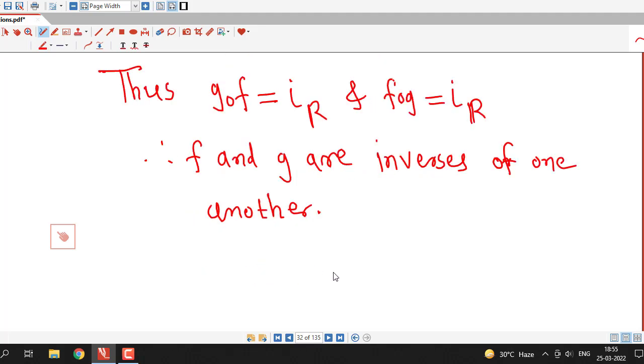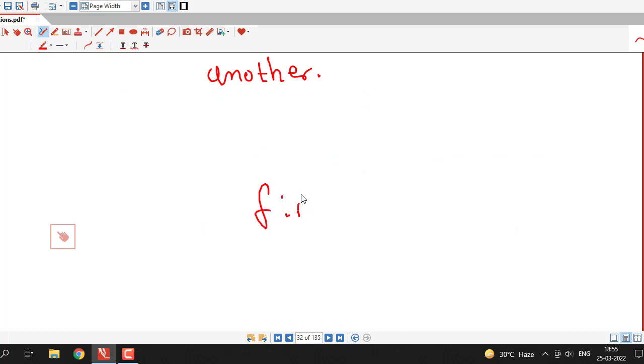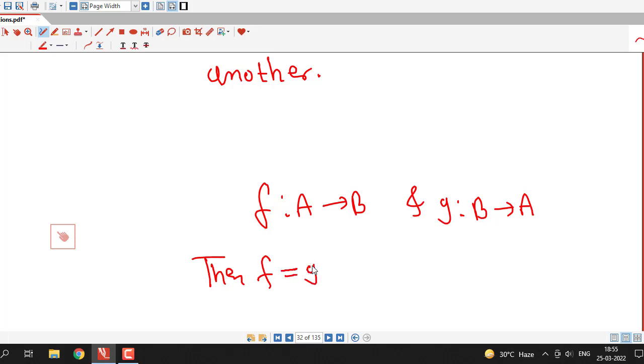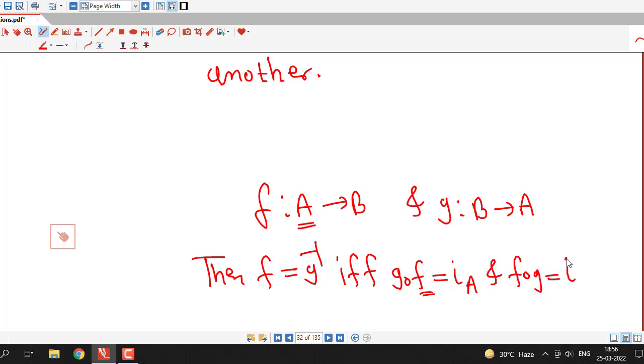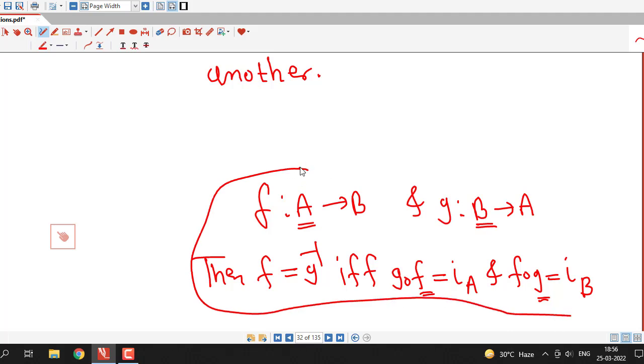So in this way, if we are given two functions, one function f from A to B and another function g from B to A, then f equals g inverse if and only if gof equals the identity function on A, here the domain of f we consider, and fog equals the identity function on the set B, here the domain of g. So this is the condition for invertibility, to check whether two functions are inverses of each other or not.